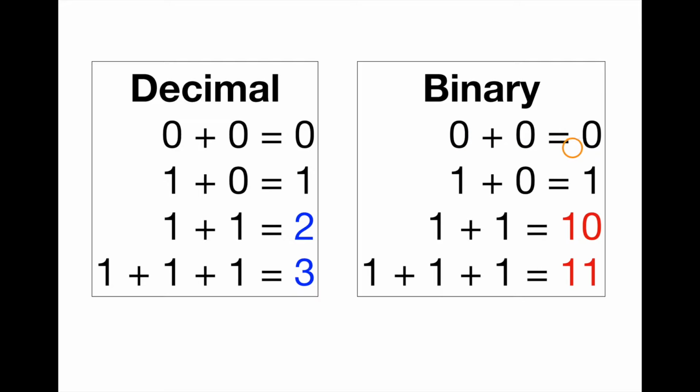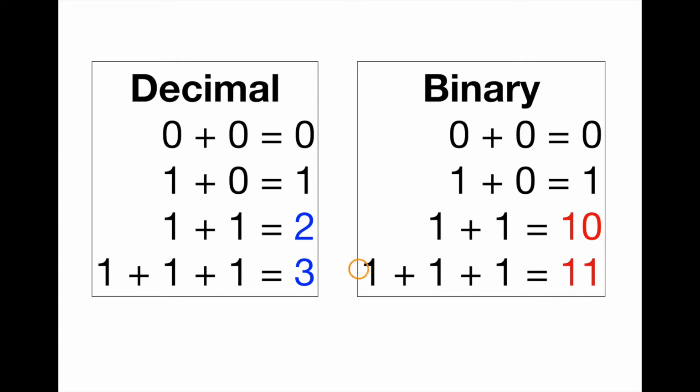Here we're going to review how to add two numbers in the binary system. 0 plus 0 is always 0. 1 plus 0 is 1. And in binary, 1 plus 1 is no longer 2 as in decimal, it becomes 1, 0. Here, 1 represents 1 times 2 to the first power, plus 0 times 2 to the 0 power. So that will give you 2.